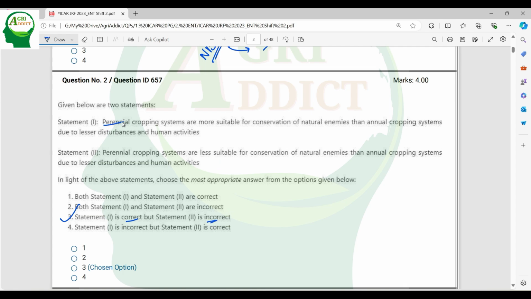Why? What is a perennial cropping system? There the crops live longer than 2 years; the life cycle of the crop is more than 2 years. In a perennial cropping system, human activities and disturbances like several agronomic practices are less if you compare with the annual cropping system. So there the conservation of natural enemies is more compared to the annual cropping system. So it is more suitable. So statement 1 is correct, but statement 2 is incorrect.